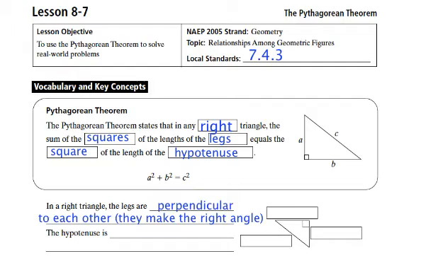In a right triangle, the legs are perpendicular to each other. They make the right angle. The hypotenuse is opposite the right angle. In the drawing to the right, we need to label the legs. Those are the two sides that make up the right angle. And we need to label the hypotenuse. That is the side that's opposite the right angle.